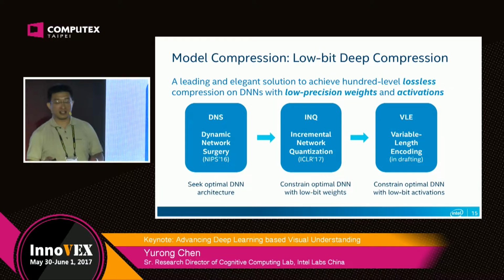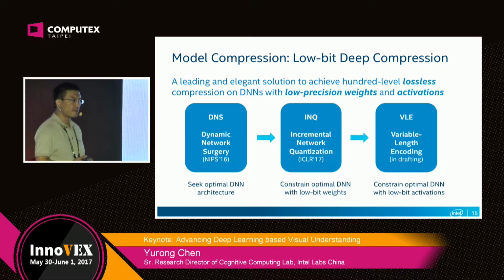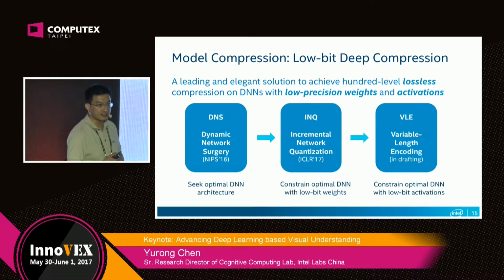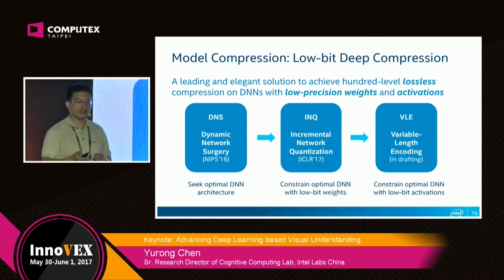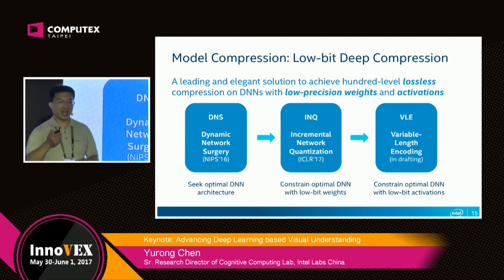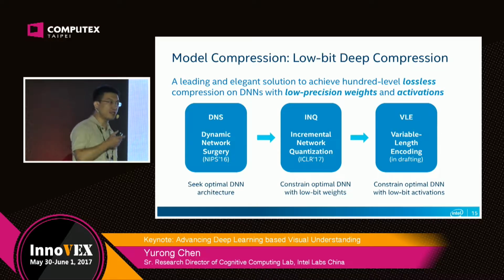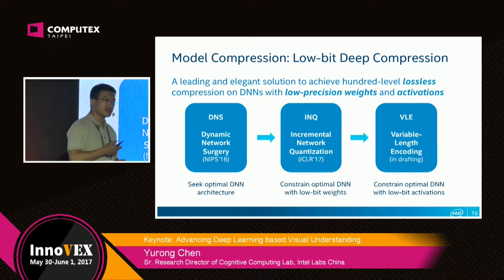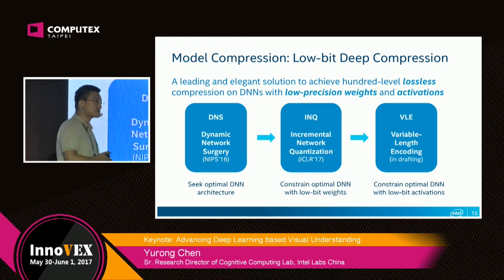Deep learning-based methods can achieve high accuracies, but they are both compute and memory intensive due to tens of millions of parameters. To improve deep learning efficiency, besides the efficient network design, another way is model compression. In this direction, we developed a leading and elegant solution, low-bit deep compression, which can achieve 100-level lossless compression on DNNs with low precision weights and low precision activations. Thus, it can pave the way for efficient deep learning inference, both for hardware and software.